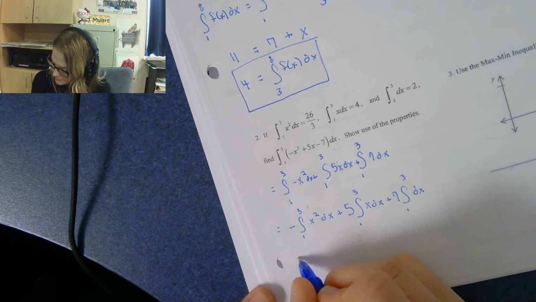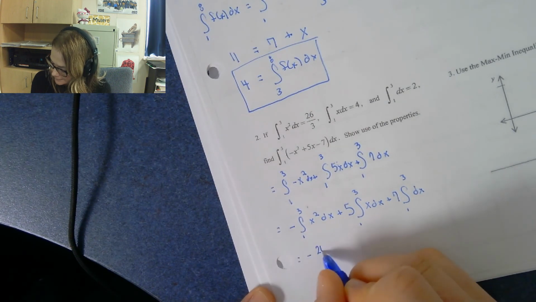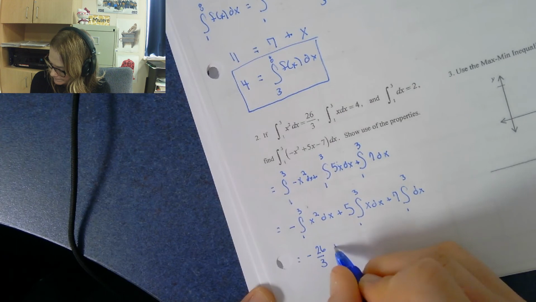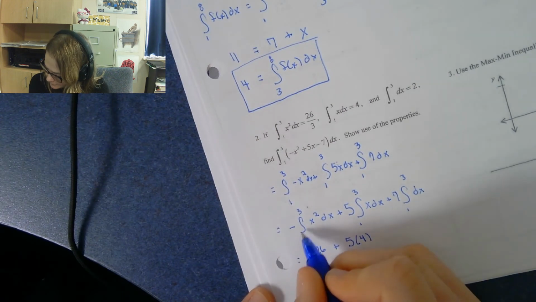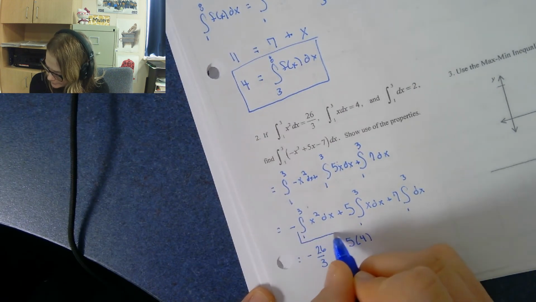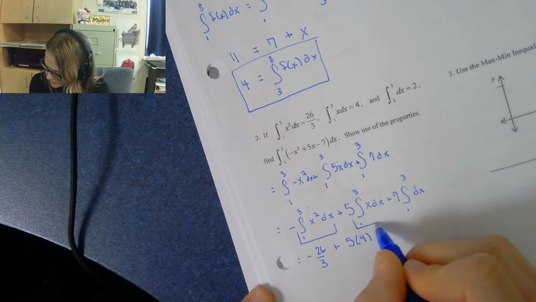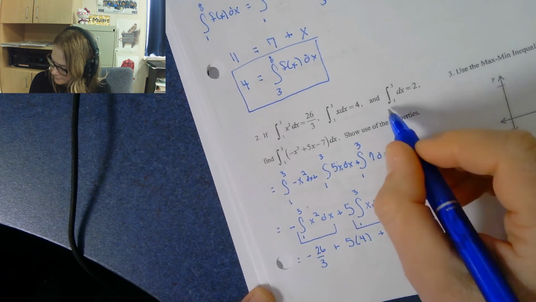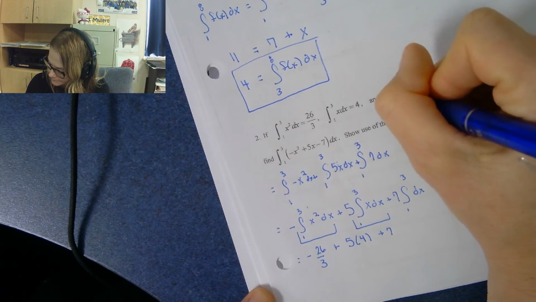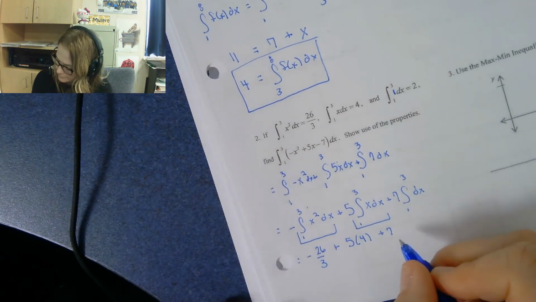Okay, so this is going to be negative 26 over 3. This is going to be 4. So this is just given right here, right? This piece was just given. This piece was just given up above. And just the integral, and this is just a 1 right here. That's 2.